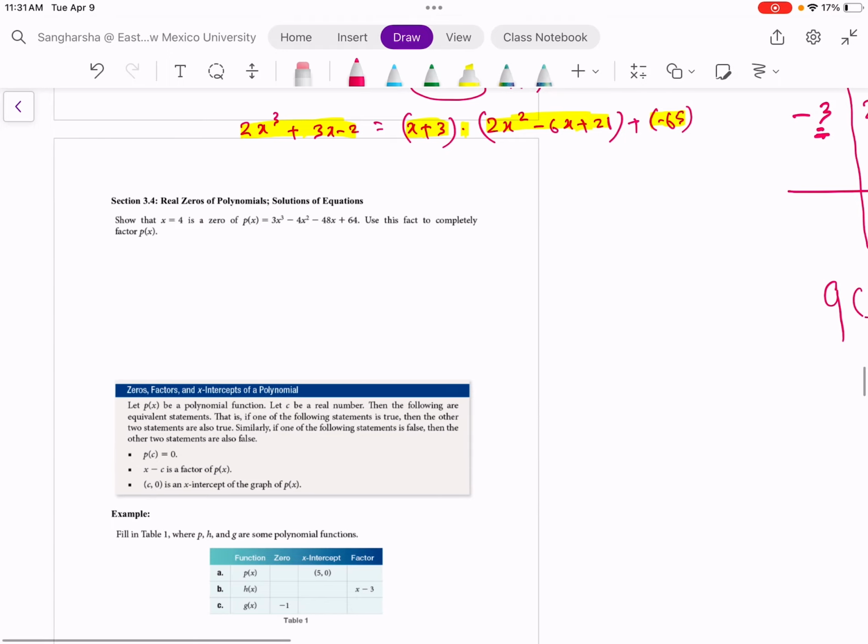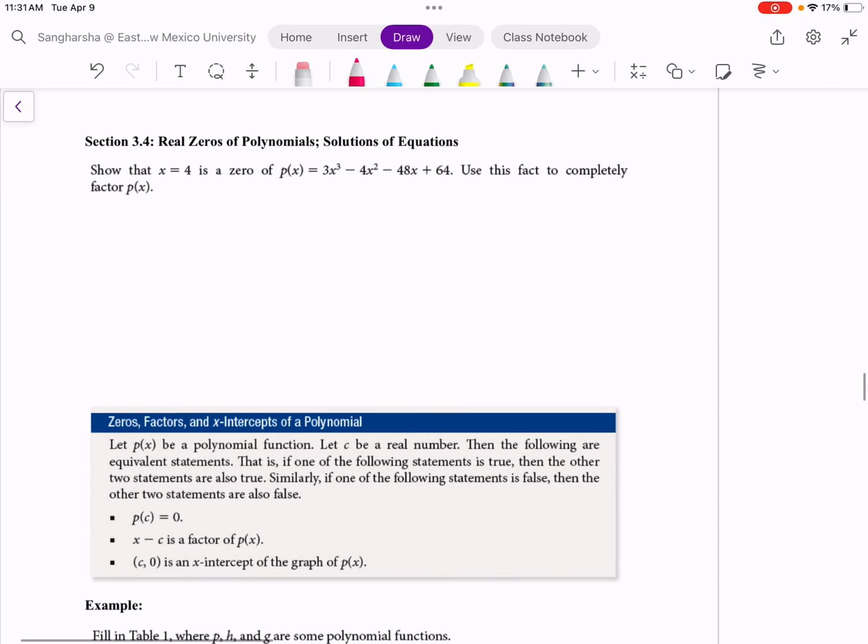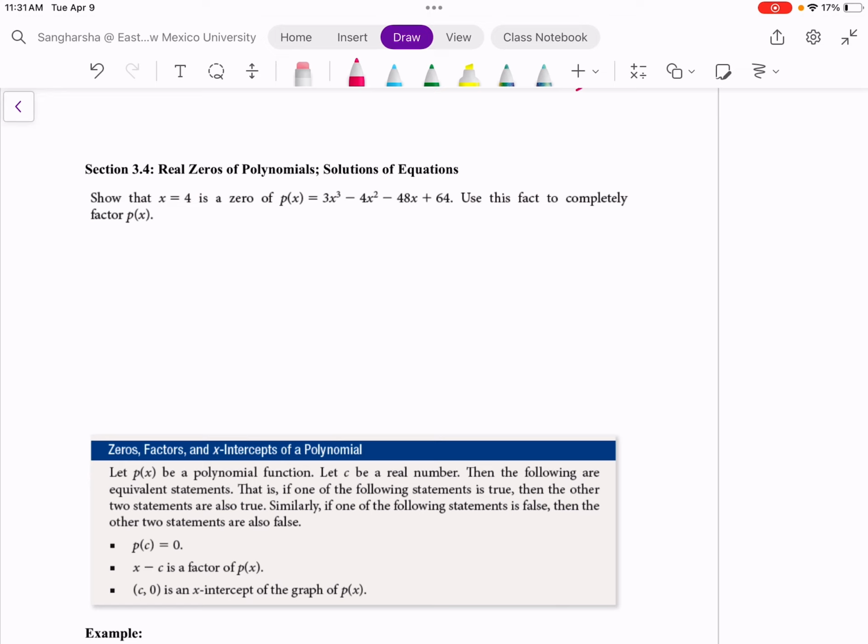Okay, so in section 3.4, we will find the real zero of a polynomial function, which is also a solution of the equation. Our target is finding the real zero, or finding the solution of an equation. So let's start from an example here.